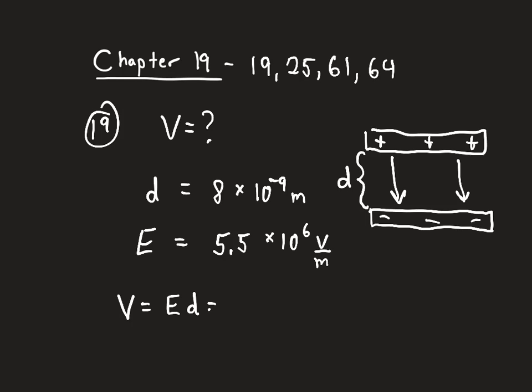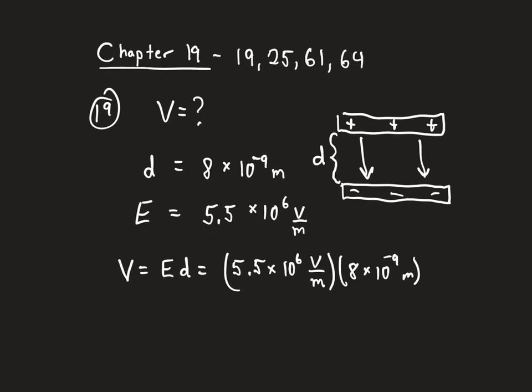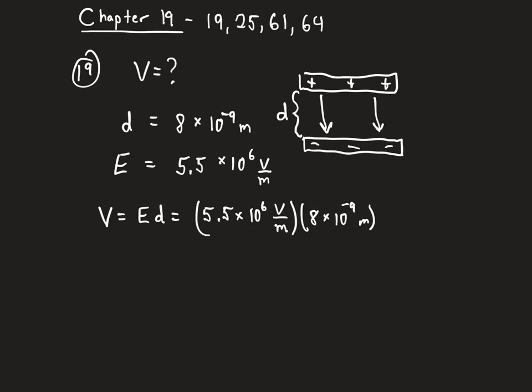So I would do 5.5 times 10 to the 6 volts per meter times 8 times 10 to the negative 9 meters. I look at my units and I see the meters are going to cancel each other out. And then when I multiply this out, I should get about 4.4 times 10 to the negative 2 volts.